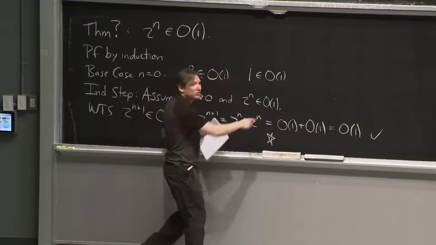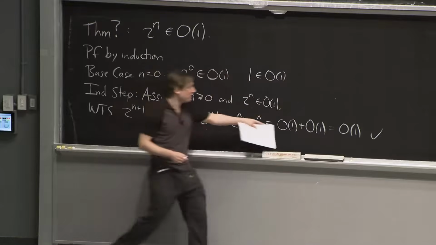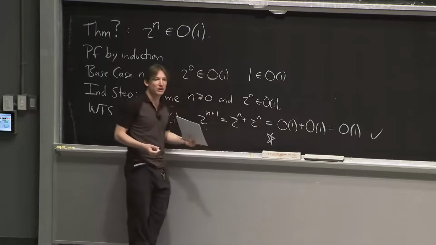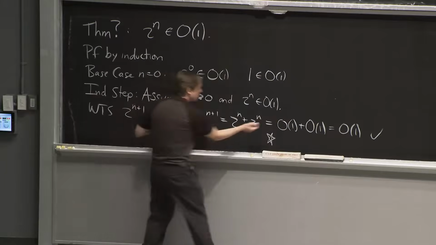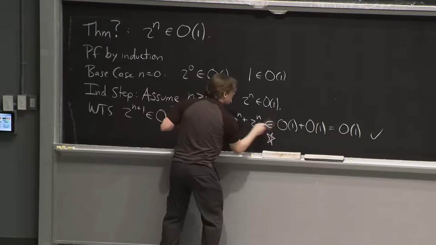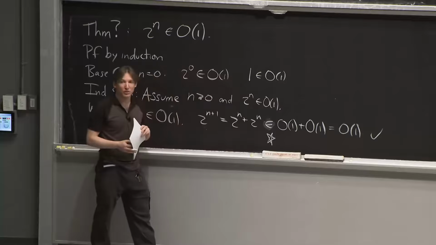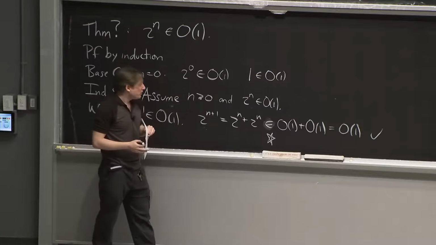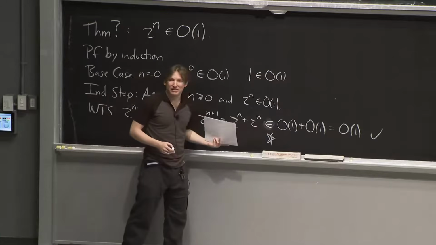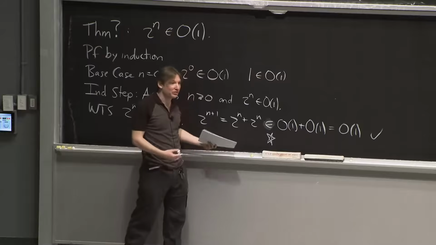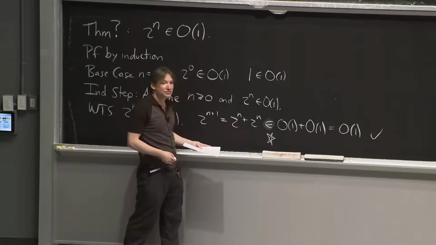What do I mean by O of 1 plus O of 1? That's a set, and that's a set. Why am I able to add them? Also, I accidentally used equals when I meant set membership instead of equality. But actually, this is kind of fine. This is an abuse of notation. We didn't really define what this means.